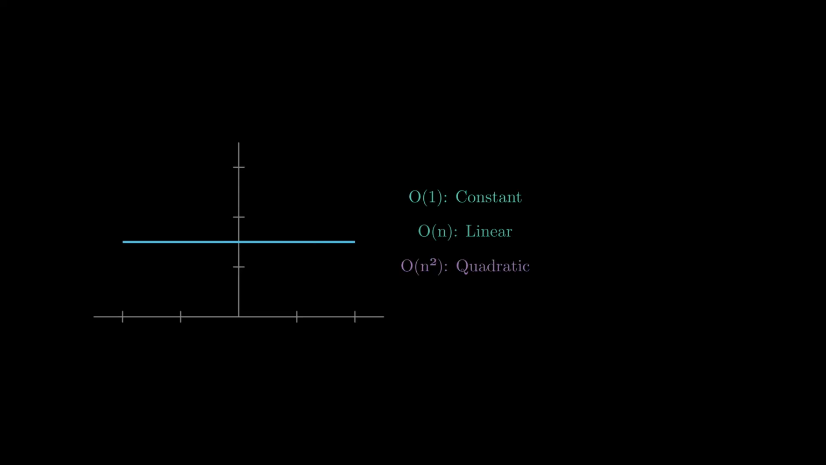Let's begin with O(1), the constant time complexity. As this curve appears, notice the steady horizontal line. It indicates that no matter how large the input gets, the performance remains unchanged.